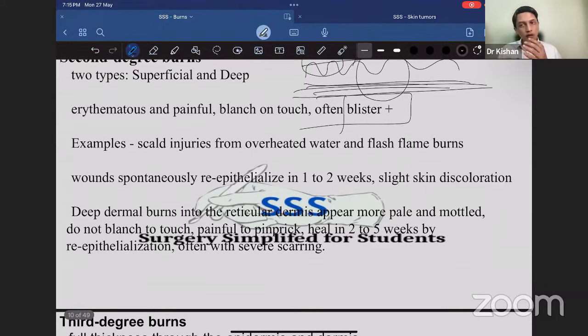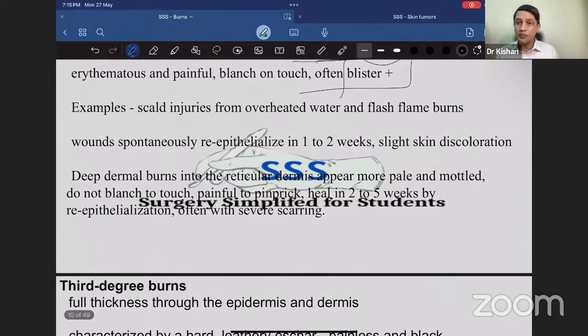Here also wounds re-epithelize on their own, okay, within 1 to 2 weeks. First degree was within 1 week. Here 1 to 2 weeks, and it may cause slight depigmentation, hypopigmentation. Whereas deep dermal burns, okay, they involve the reticular dermis as well.